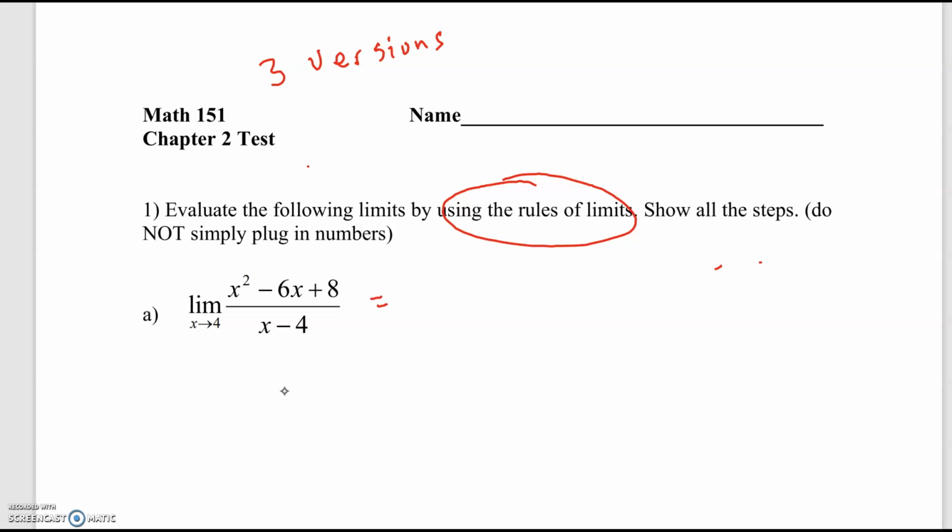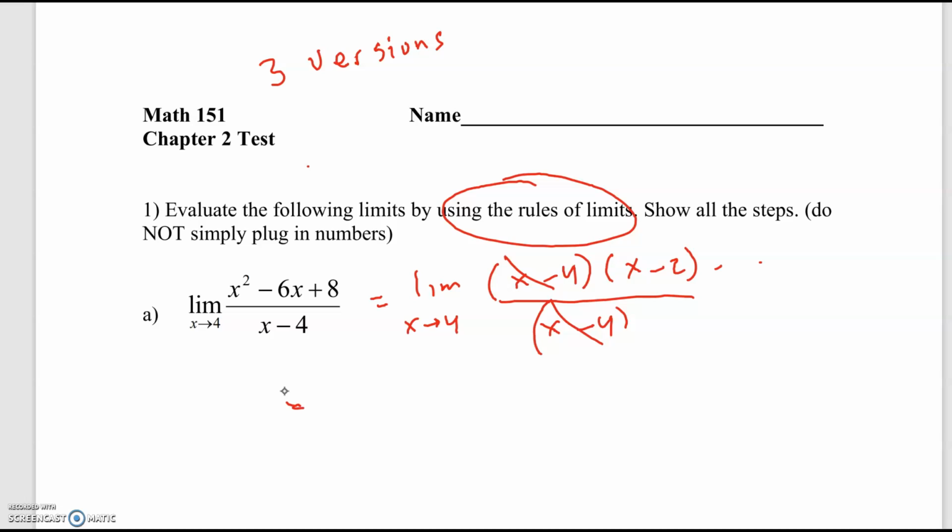So x squared minus 6x plus 8 factors. So you have limit x goes to 4, (x minus 4)(x minus 2) over x minus 4. And then the x minus 4 cancels. So this is equal to limit as x goes to 4 of x minus 2. Since x minus 2 is algebraically equivalent to the original expression for all points except 4, because at 4 the original is undefined, but it's equivalent at all other points, I can take the limit by direct substitution now. So that becomes 4 minus 2, which equals 2. Okay, that was part A.